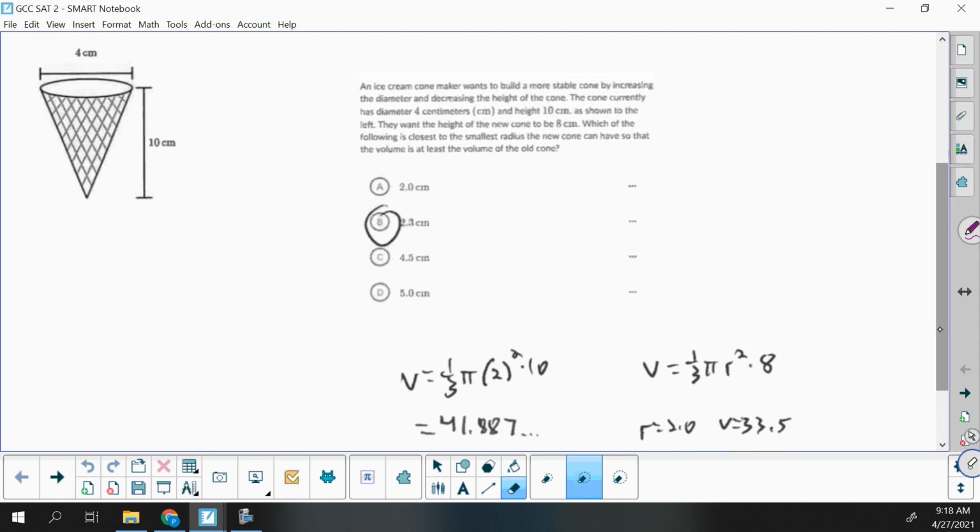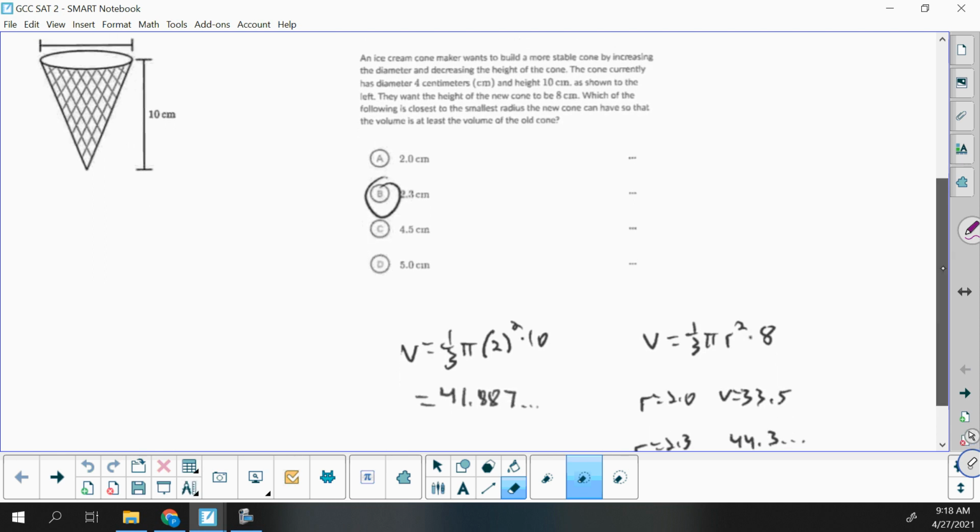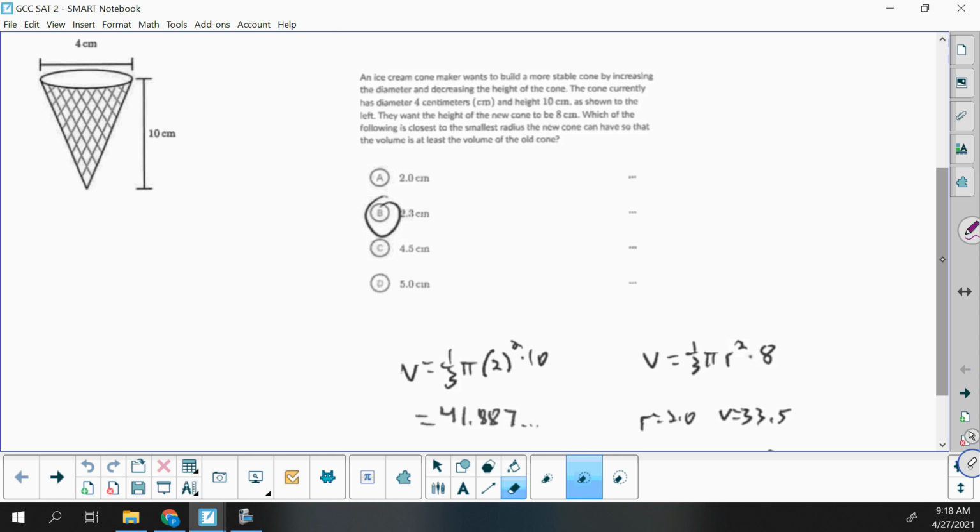So we wanted to start out, use our volume of a cone formula that's right on the formula sheet for SAT. We got 1/3 pi. Our diameter was 4, so radius was 2, and our height was 10. So when you do that, you get 41.887 and change. Well, they said they wanted the new height to be 8. So think of it as 1/3 pi, we don't know the radius, squared times 8 for the height. And they want to know which of these choices for the radius is the smallest, but will have at least the volume of the other.